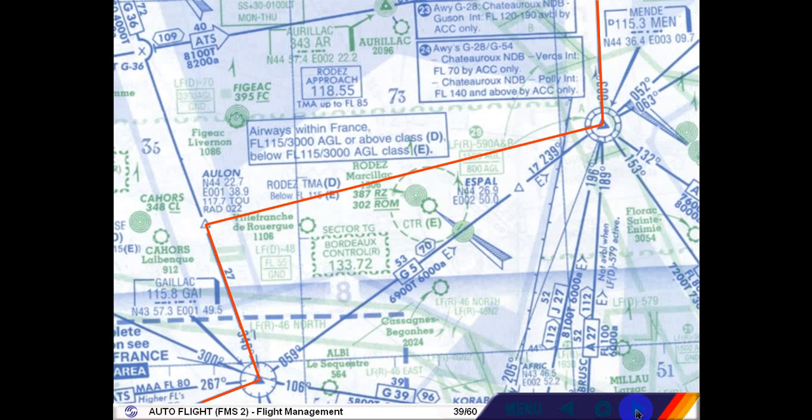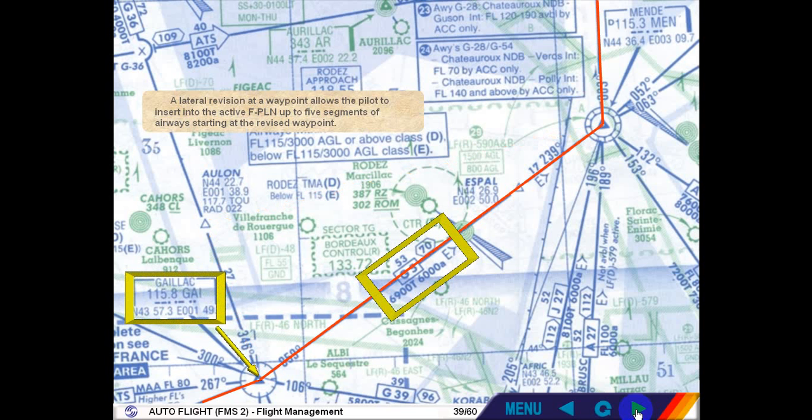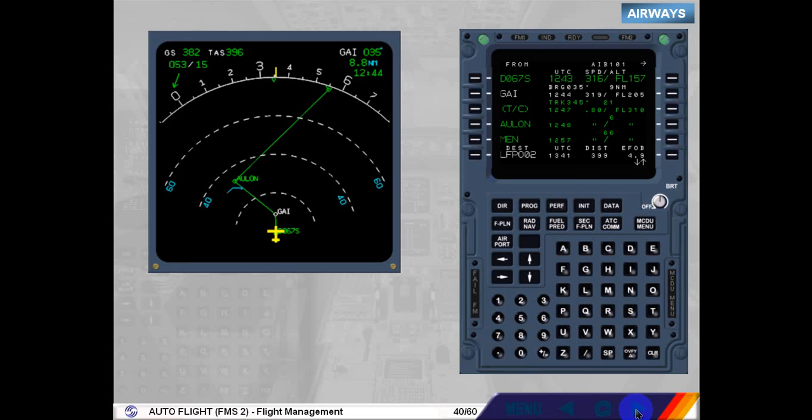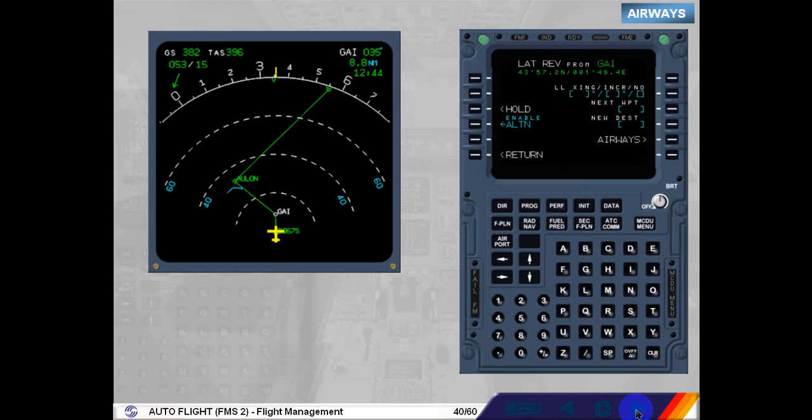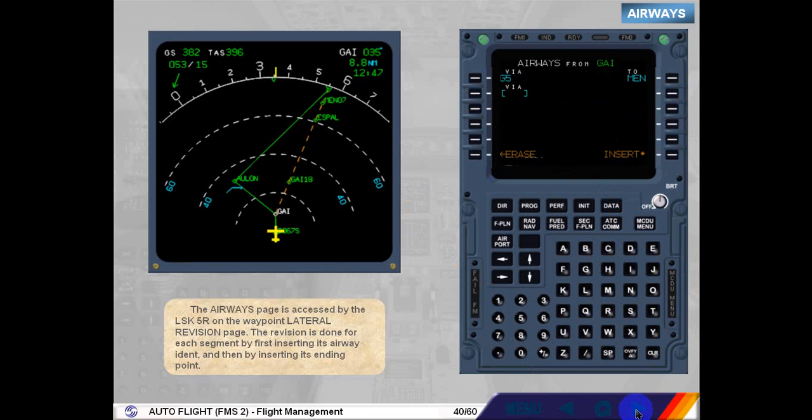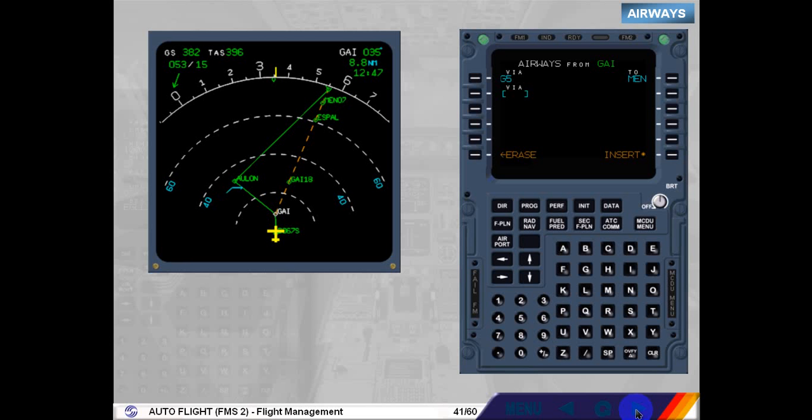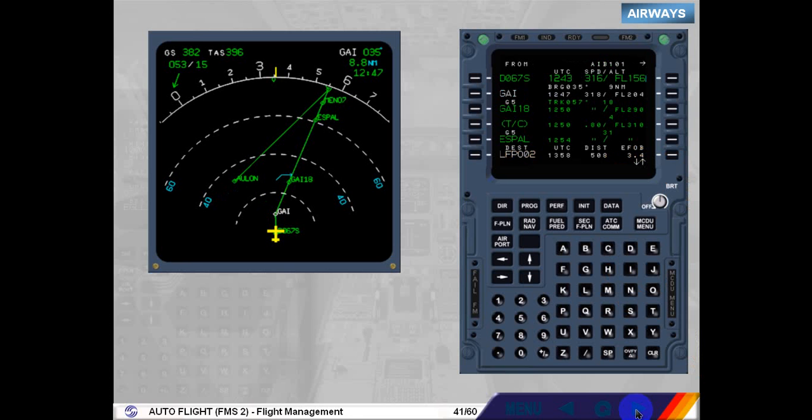A lateral revision at a waypoint allows the pilot to insert into the active flight plan up to 5 segments of airways starting at the revised waypoint. The Airways page is accessed by the line select key 5 right on the waypoint lateral revision page. The revision is done for each segment by first inserting its airway identification and then by inserting its ending point. After the insertion in the flight plan is completed, some cleaning may be required.